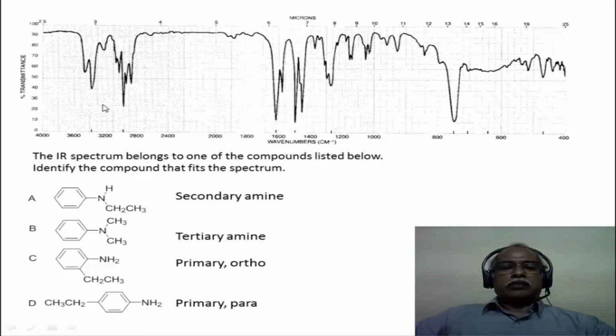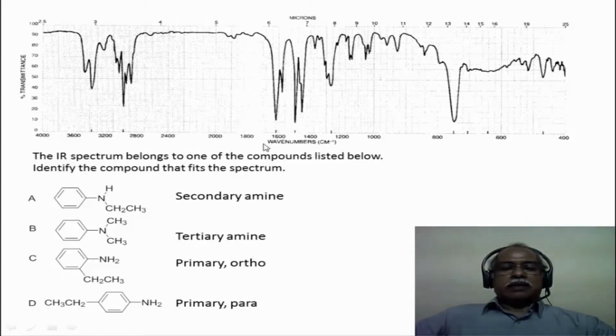The NH primary amine gives both asymmetric as well as symmetric stretching frequency. That is why it comes as a doublet, which will be absent in the secondary amine as well as the tertiary amine. So, A and B can be straight away ruled out on the basis of the NH stretching frequency being a doublet. So, only C and D seem to fit the criteria.